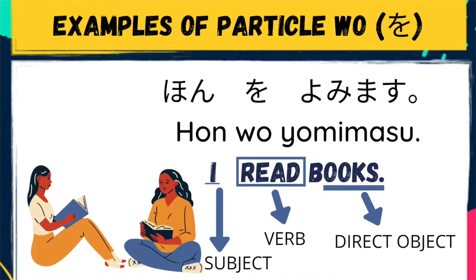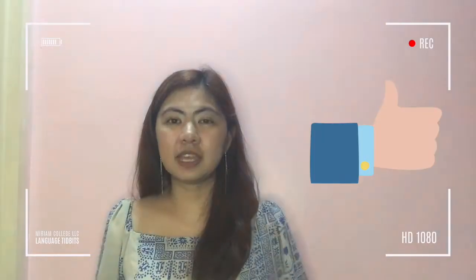So, direct object should come first. Hon, followed by the particle wo, and followed by the verb, which is to read. To read again is yomimasu. So, hon wo yomimasu. Easy, right? So now let's learn how to extend an invitation using the Japanese language.